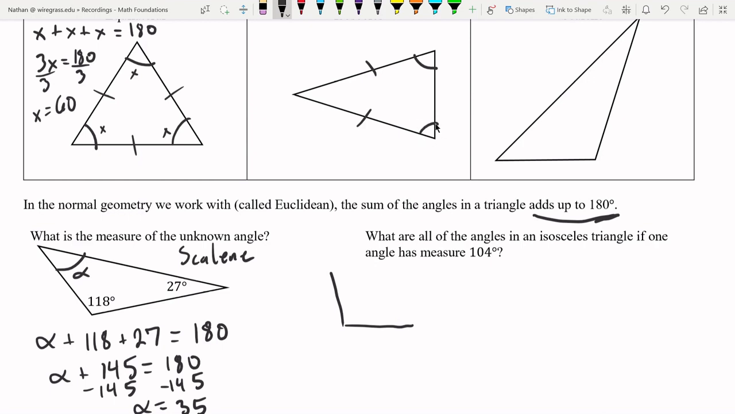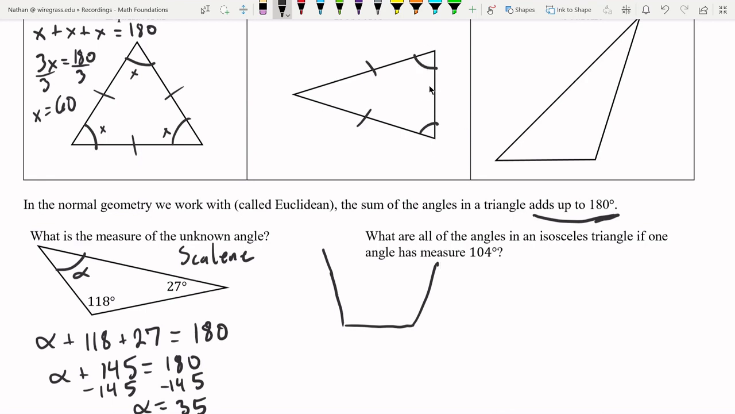Let's say that this was one of the common angles there. That means that this is also going to be 104 degrees. So this was 90 degrees, 104 degrees there. And you can see that I cannot connect these two lines. If they just keep going straight, they'll never connect. That's because this is not a triangle.